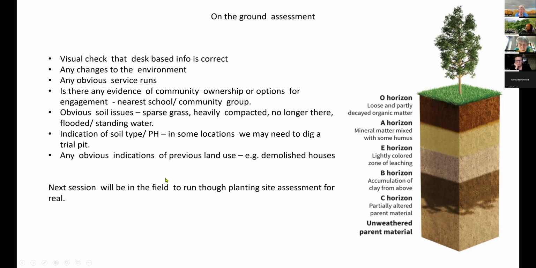But that might give us an indication of if there's something particular about the soil. Is it a lot of made ground? Is it just a mix of soils? Is it heavily compacted as well?